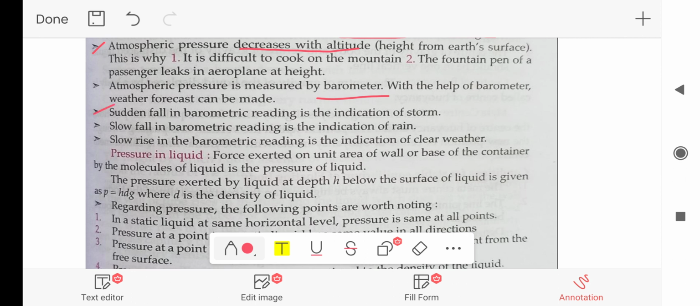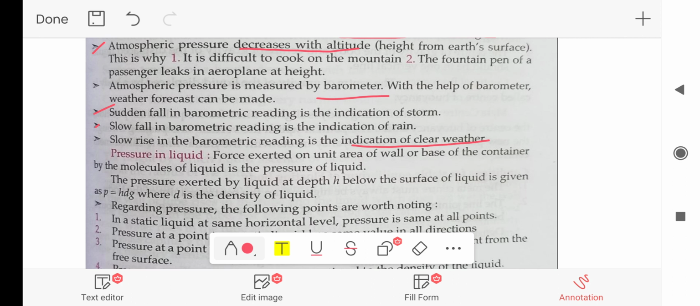Sudden fall in barometric reading is the indication of storm. Slow fall in barometric reading is the indication of rain. Slow rise in the barometric reading is the indication of clear weather. So atmospheric pressure plays an important role in weather prediction.